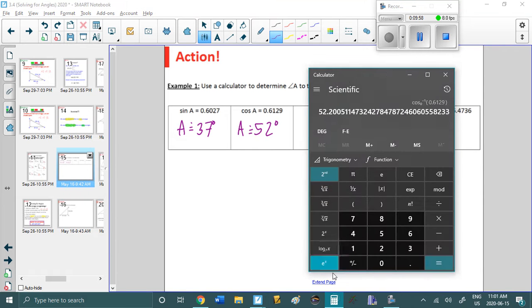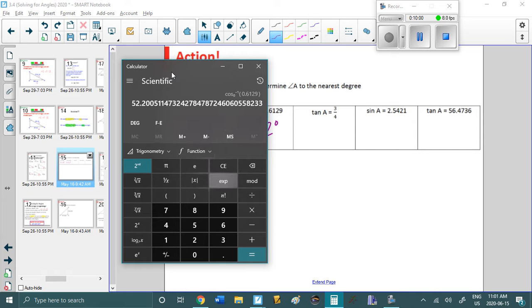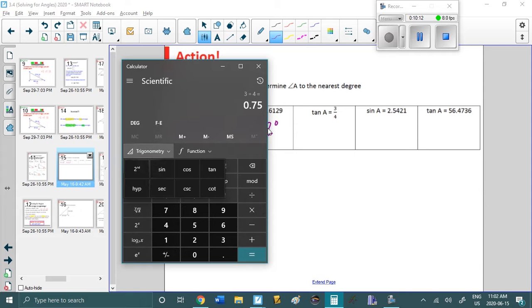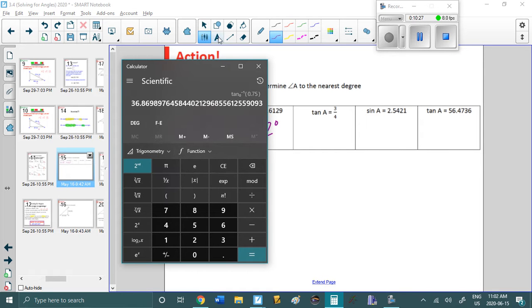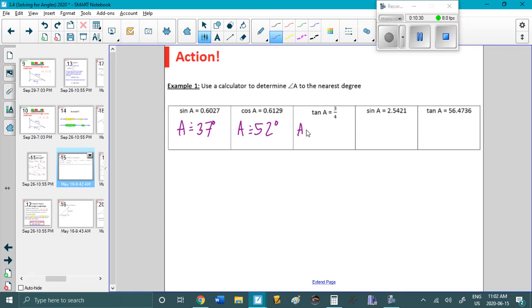Next one, tan A equals 3 over 4. So this one looks a little bit weird. What I do this time is I hit 3 divided by 4, and that'll give me the decimal. In these other ones, I gave you the decimal already. So 3 divided by 4, and then I do trigonometry, inverse tan or second function tan or shift tan on some of your calculators. It's going to be really important before you move on that you find how to do this on your calculator. So second tan is about 37 degrees. So A equals about 37 degrees.